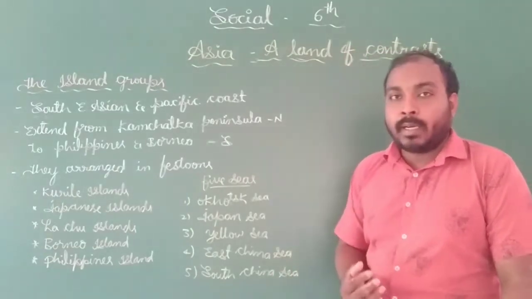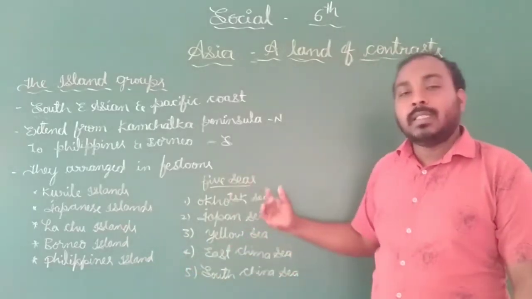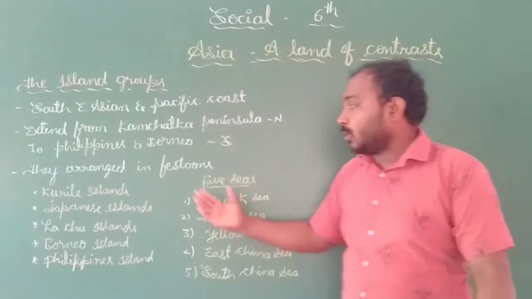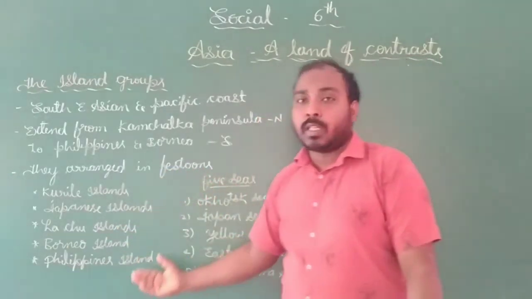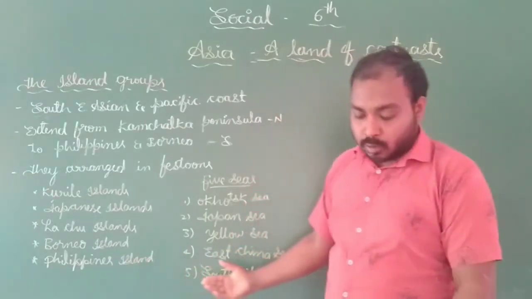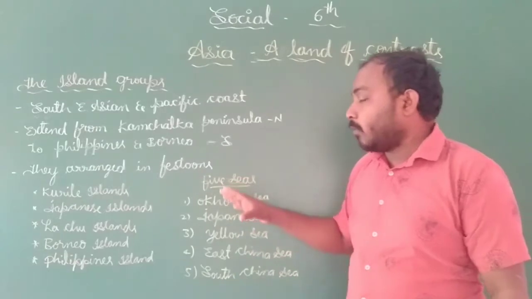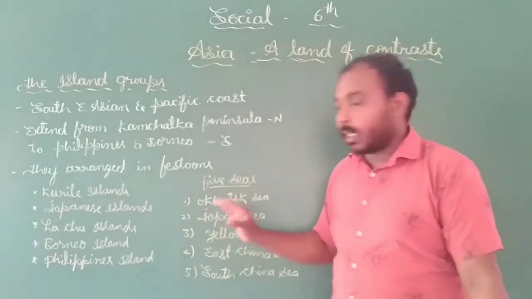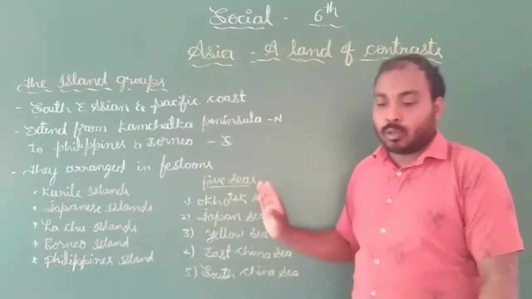Those important islands, as we mentioned here, are five important islands, and these islands are arranged like festoons. Some of them originate from volcanic islands, and they also have deep valleys. Okay, and they have deep valleys, and fertile soil is also found on the islands. So this is all about the island groups.